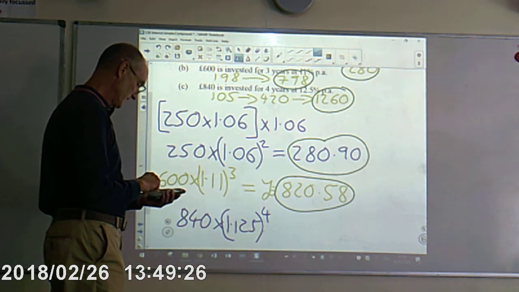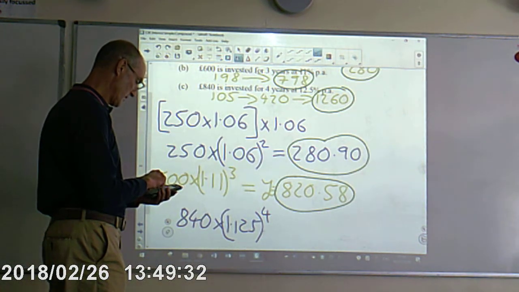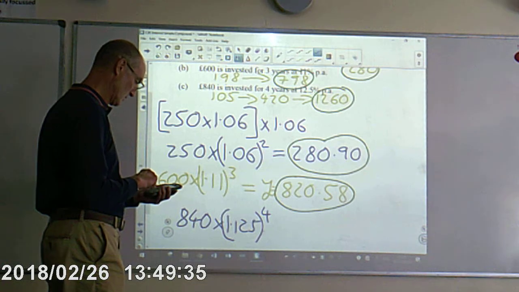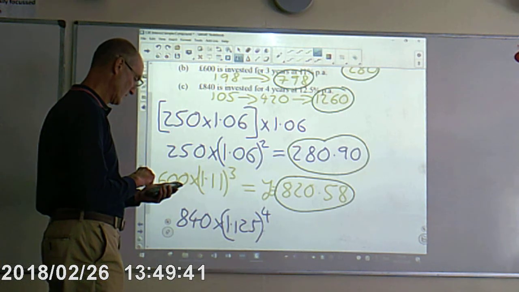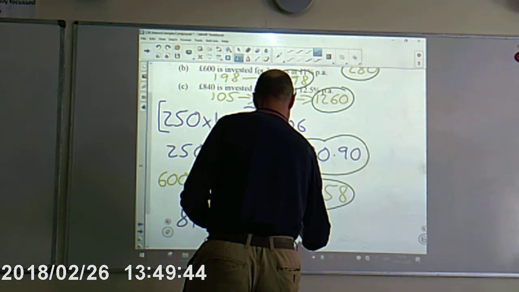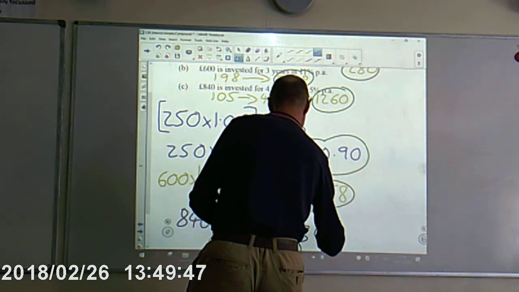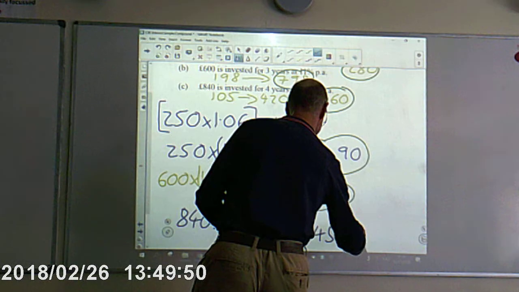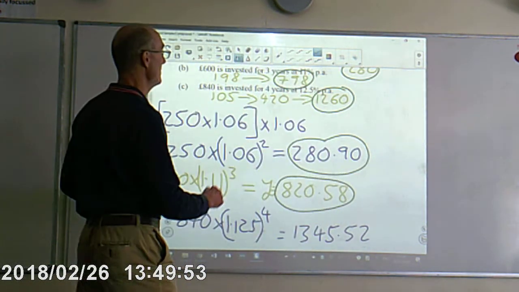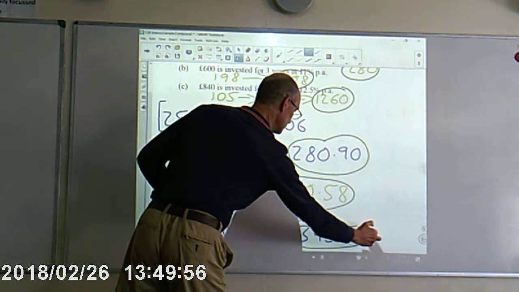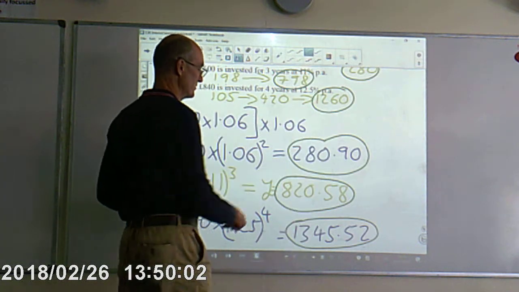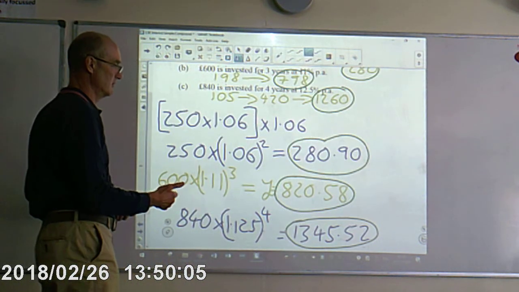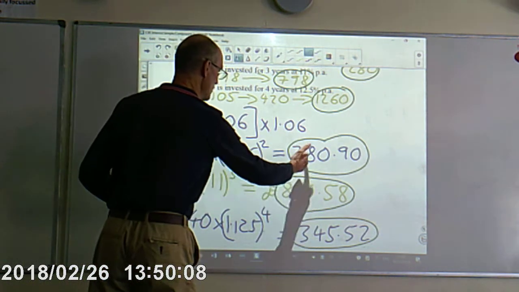So 840, it's 1.125, 1.125 raised to the power of 4. That's multiplied by 840. That gives us 1345.52. So has that made a significant difference? £1,345 as opposed to £1,260. So you can see that the compound interest each time it's giving us that little bit more.